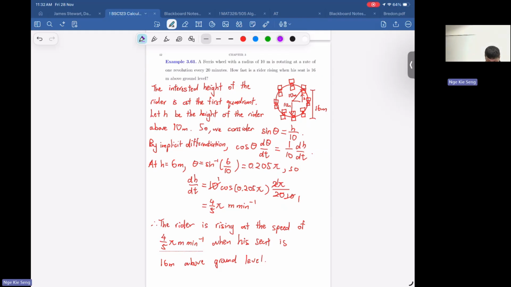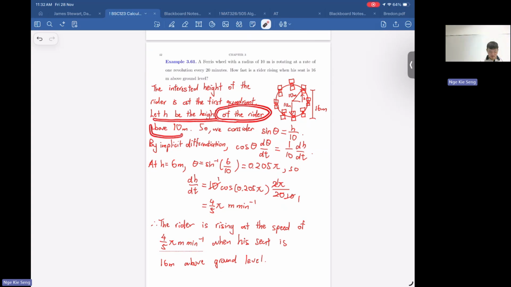Not from the ground. Let me see here. Let h be the height above. Oh, you mean instead of putting 16, I should put 6, right? Okay, so the setup is like this. Let h be the height of the rider above 10 meters. This 10 meters here we count from ground level. You get what I say?